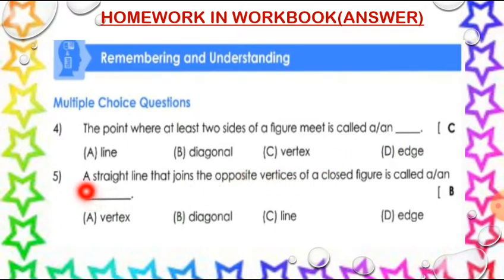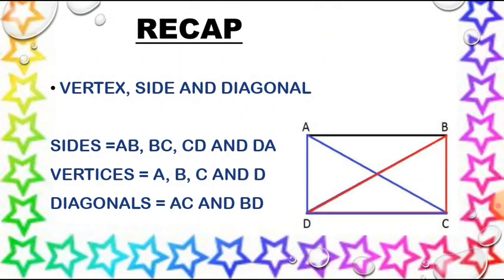Now, next one. A straight line that joins the opposite vertices of a closed figure is called, what is that? Diagonal. Yes, the answer is diagonal.